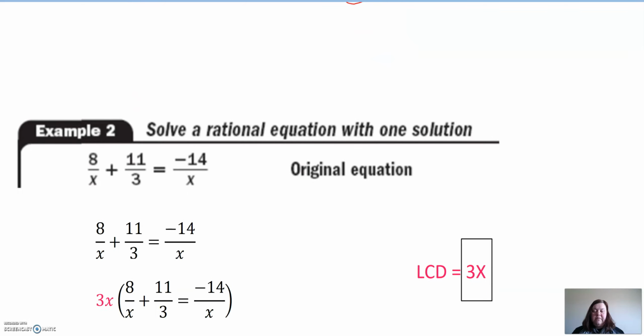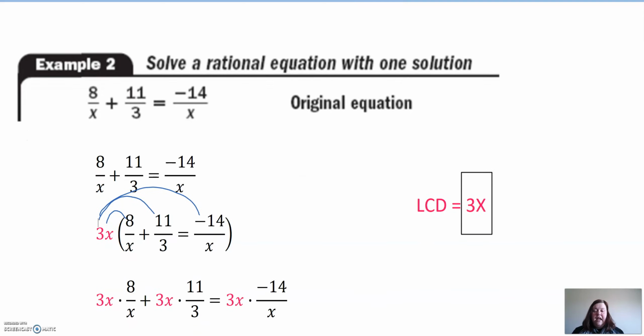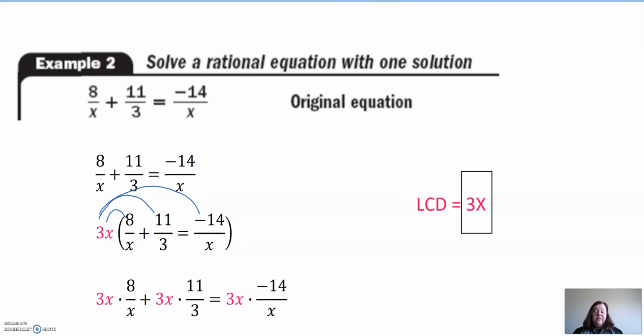So that means every term in that equation will get multiplied by 3x. So I took my equation and I multiplied everything by 3x. So that 3x is going to be distributed to every term in the equation. So the 3x will get multiplied by 8 over x. The 3x will get multiplied by 11 over 3. And the 3x will get multiplied by negative 14 over x.